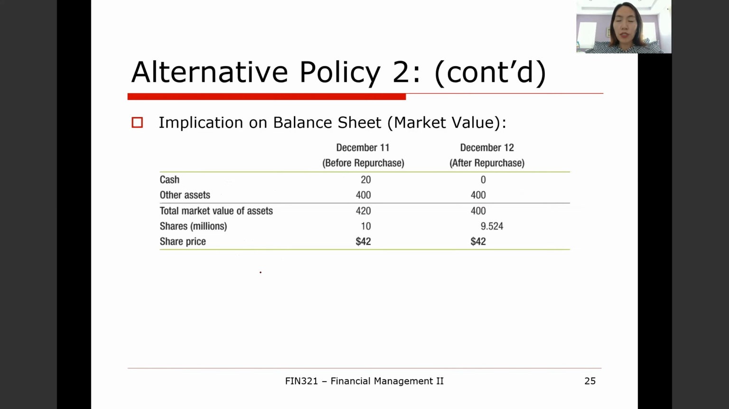Once again, right before the repurchase transactions are done, the company still has $20 million excess cash in hand and $400 million future operation value, a total of $420 million asset value, and the firm has 10 million shares outstanding. Therefore, the per share stock price was $42 per share.